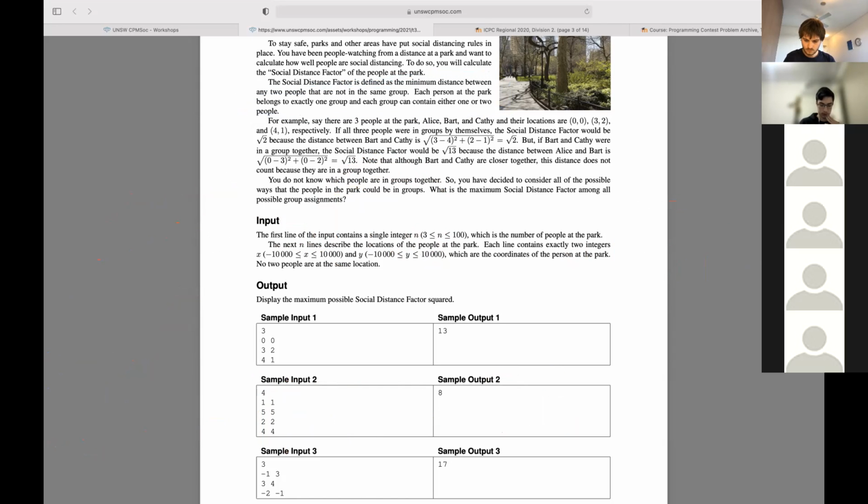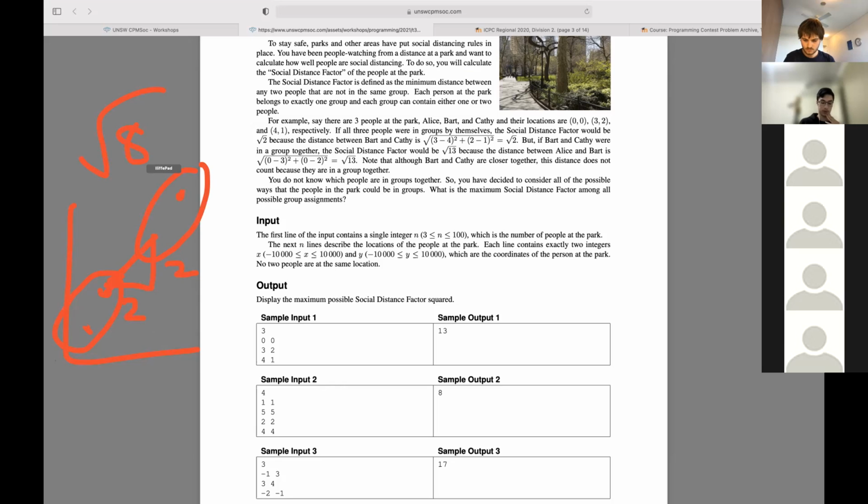Let's quickly run through the other samples as well. So the next one, we have something like 1, 1, 2, 2, 4, 4, and 5, 5. In this case, it's kind of clear that the optimal way to group them will be to group those two together and those two together. And the minimum distance in this case will be between those two. And that was 2, that was 2. And so the minimum distance was root 8.